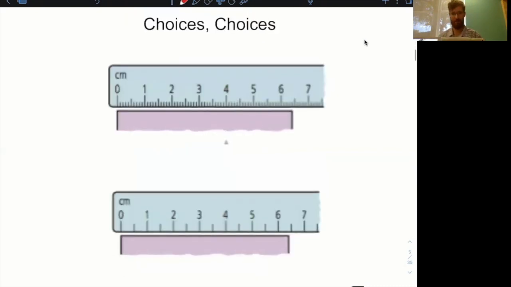Let's look at another example. You have two measurement devices next to each other. You have to choose one in order to measure an object. Which is the best choice? Well, here you can see, ladies and gents, that one measurement device gives you very definitive markings while the other gives you half markings, right?